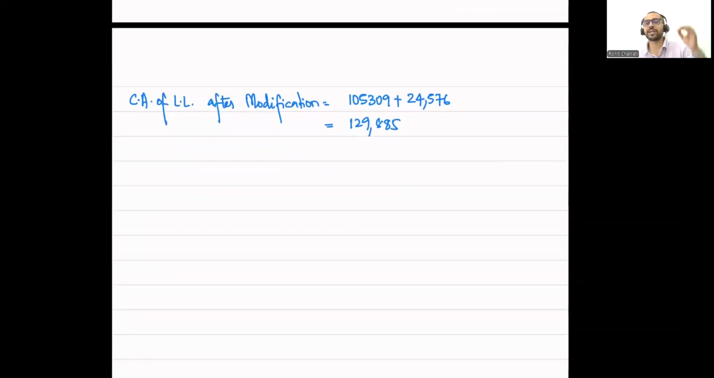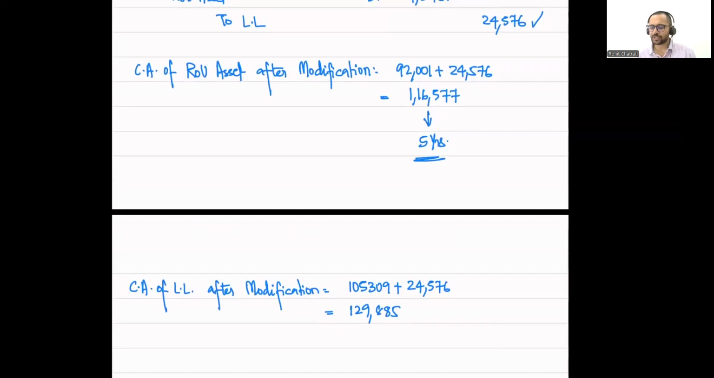All right. And then we have a revised lease liability schedule that will be prepared at 5%. This time interest will be at 5% because that is the discount rate that we actually used. I'm not getting into the preparation of the lease liability schedule, but ideally you will have a lease liability schedule for the remaining 5 years where interest will be calculated at 5% per annum. So the ROU asset after modification will be 1,16,000 and lease liability will be 1,29,885.